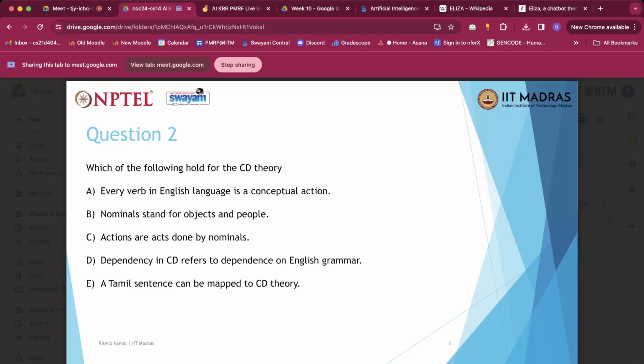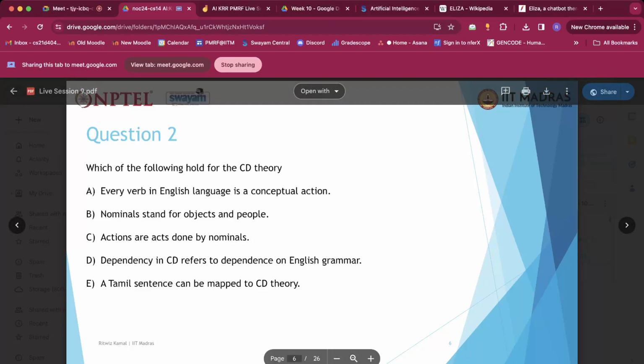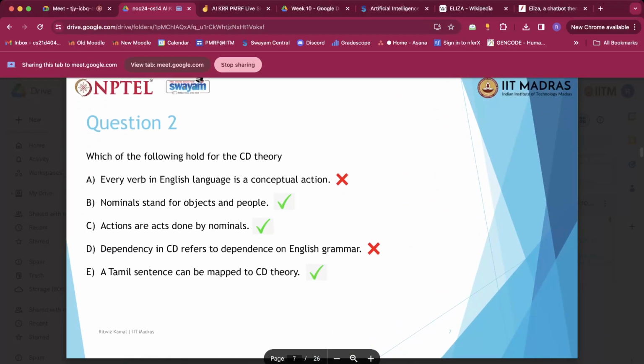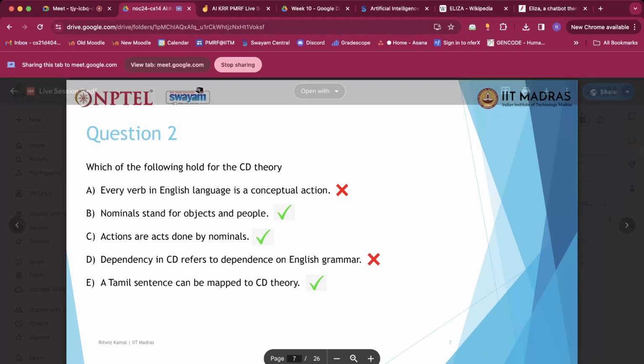So what do you think? Will this always be true? It won't, right? So dependency in CD does not always depend on the English grammar, and so this option is also false, whereas the last option is correct because a Tamil sentence can be mapped to CD theory. In fact, any language can be mapped to CD theory. Okay, so the correct options in this case are B, C and E.